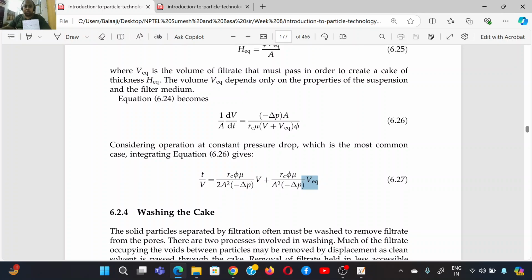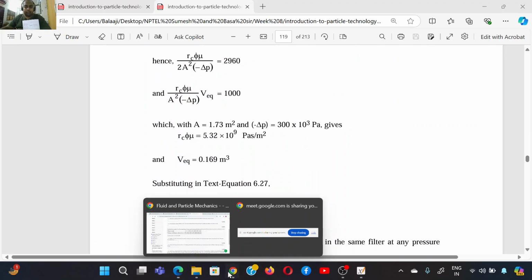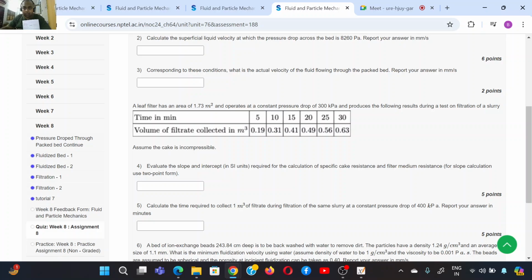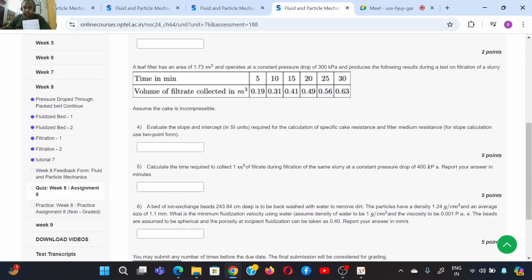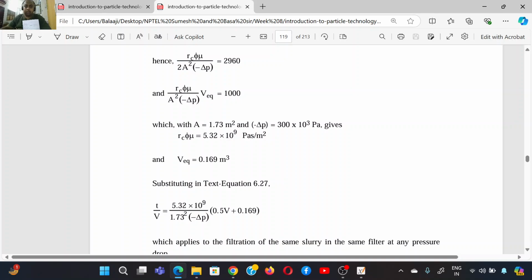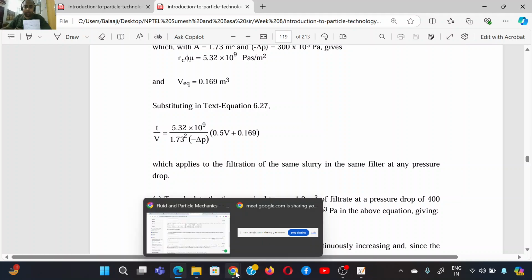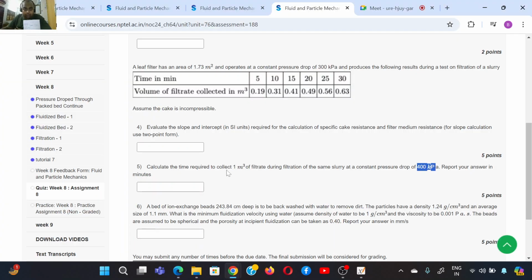This thing also you know, but only delta P is now changed to 400 kilopascal. The question is written that way. This entire table was at 300 kilopascal, but here it is at 400 kilopascal. So just make that one change and the remaining will all be the same. Then you will get this equation T by V is equal to whatever. And they've asked that for 1 meter cube volume collection, how much time it takes.